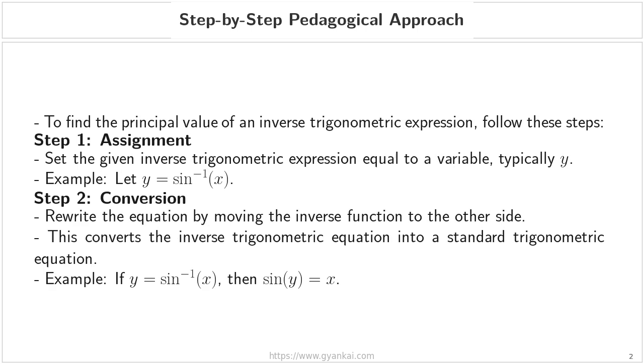Once we have assigned a variable, we proceed to step 2, conversion. Here, we rewrite the equation by moving the inverse function to the opposite side. The purpose of this is to convert the inverse trigonometric equation into a standard trigonometric equation, which is much more familiar and easier to manipulate. For instance, if our previous step was y equals the inverse sine of x, then after conversion, it becomes sine of y equals x. These first two steps set the foundation. In the next slide, we will look at how to identify the correct angles and select the one that fits within the required branch.